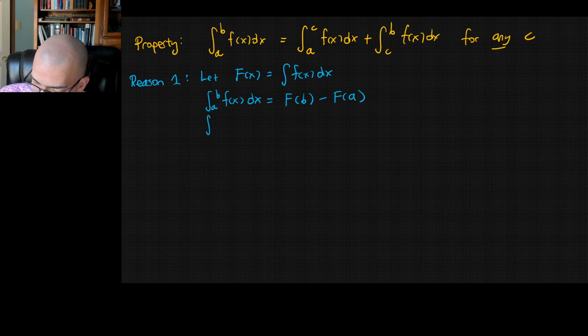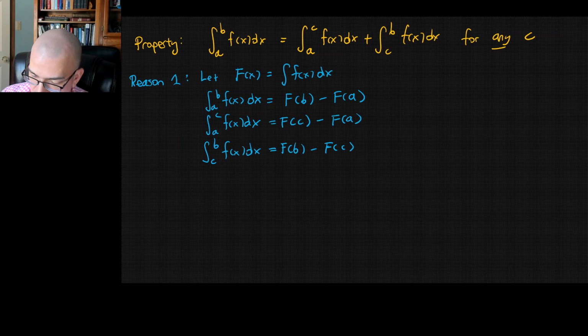The integral from a to c of f of x dx is capital F of c minus capital F of a. And the integral from c to b of f of x dx is equal to capital F of b minus capital F of c. So we can put these results together.